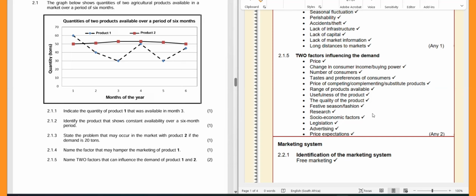Then we have legislation, we have price expectations, we have the number of consumers.